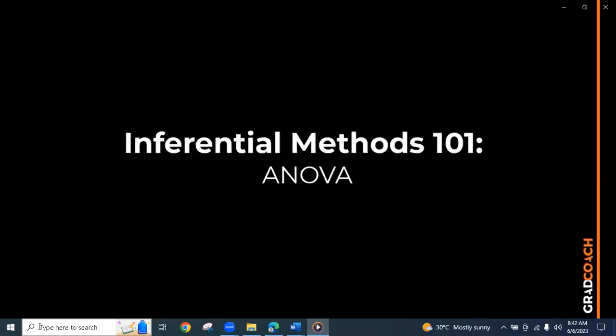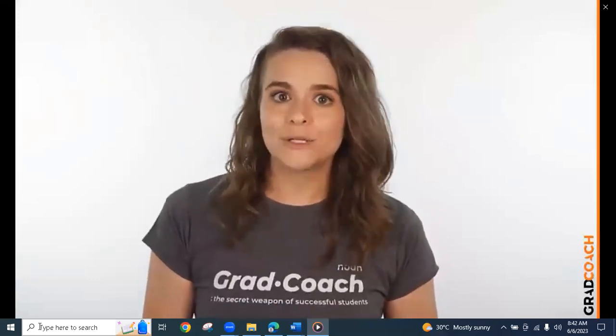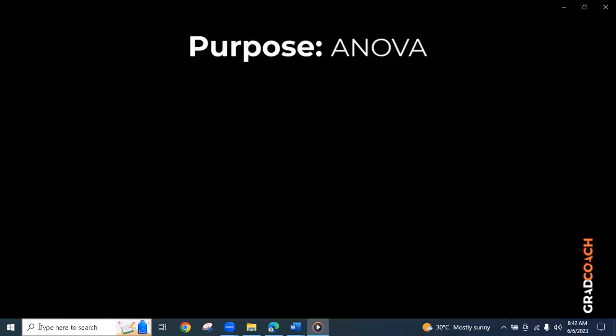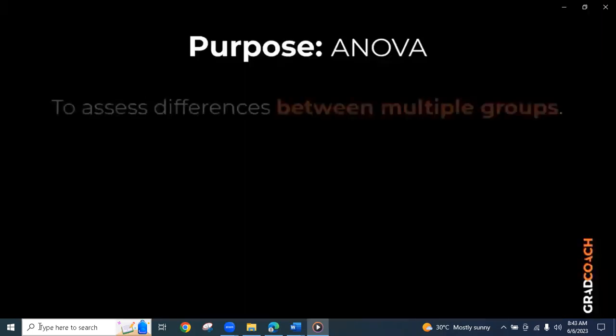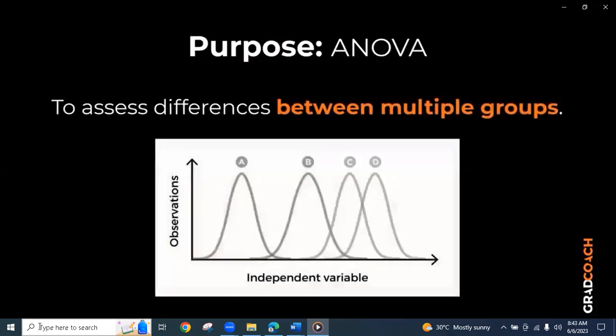Right, next up is ANOVA. ANOVA stands for Analysis of Variance. This test is similar to a t-test in that it compares the means of various groups, but ANOVA allows you to analyze multiple groups, not just two. So it's basically a t-test, but on steroids.